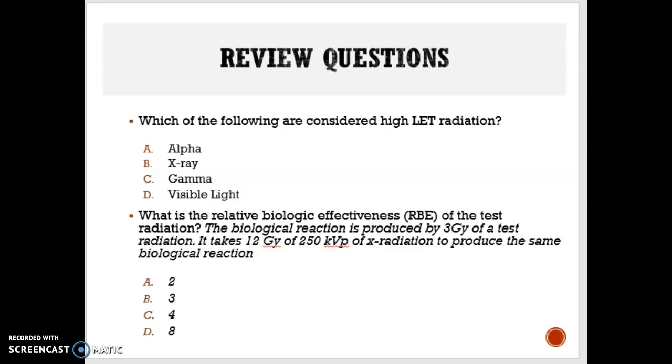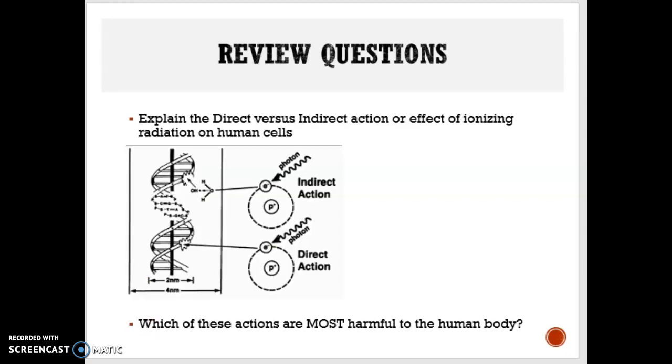Also, make sure that you know how to calculate the relative biological effectiveness of a test of radiation. Remember, a relative biological effect can compare radiations with different linear energy transfers to determine its particular biological reaction. So make sure that you know how to calculate this. If it's not included in quiz 1, it will be included on your final exam. And based on what you know now, which one of these actions do you think is most harmful to the human body? The direct effect or the indirect effect, or is it equally harmful?